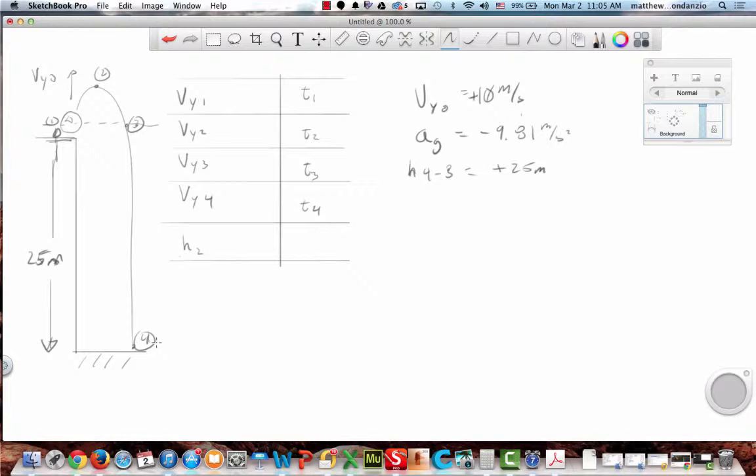What's the other piece of information? Because we don't know that velocity yet. But what's the other piece of information we do know? Velocity is 0. Okay, velocity in which direction?